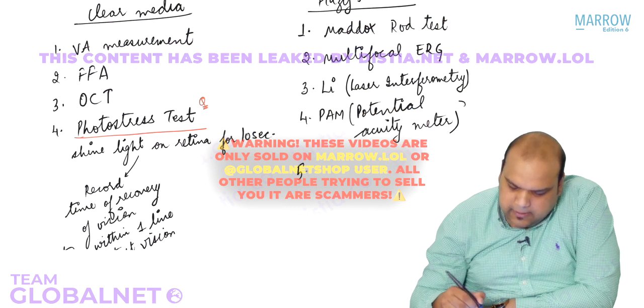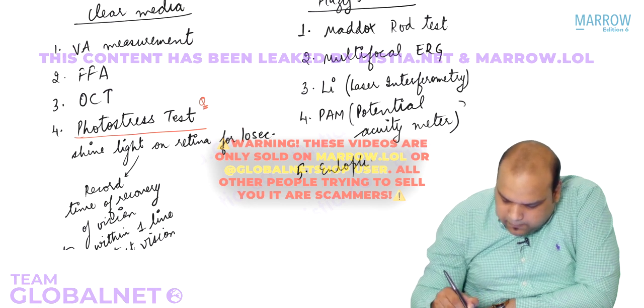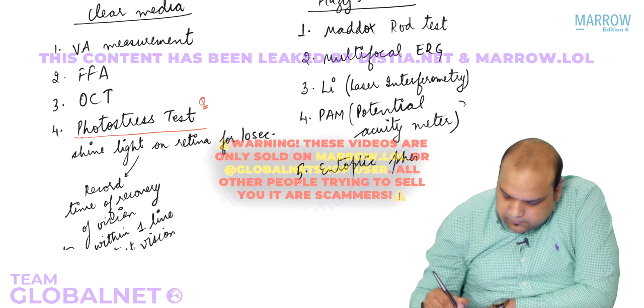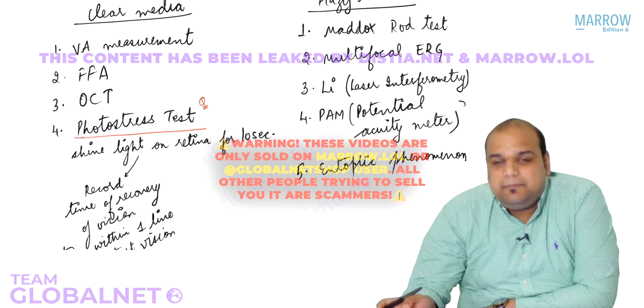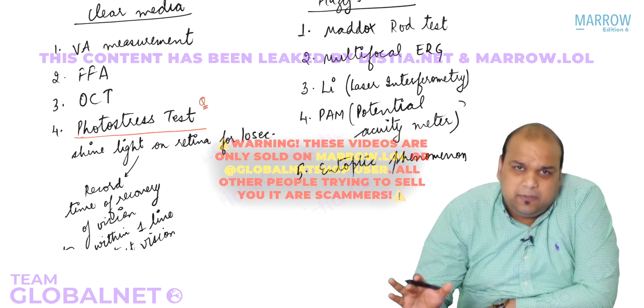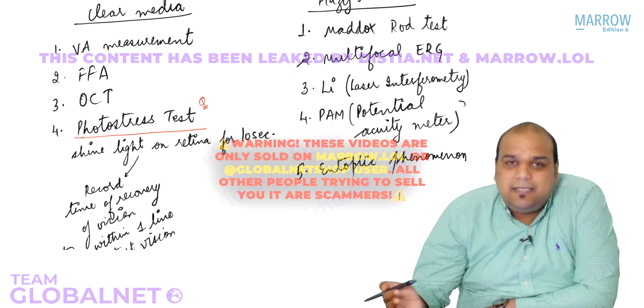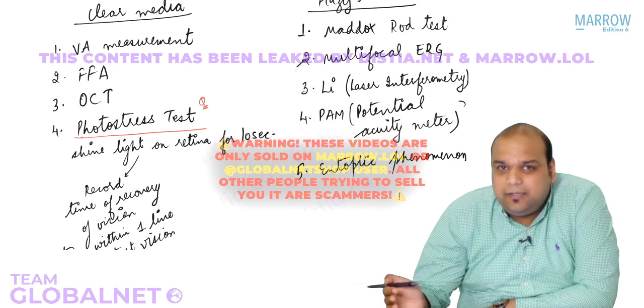Number 5, everybody. The 5th important test that we can do in this case is called as entoptic phenomena. Okay, guys, just remember these names. Not done very commonly, everybody, but you have to remember these names at least. Okay, we can do a multifocal ERG, Lee, Palm, everything, guys, right? So these are our macular function tests.